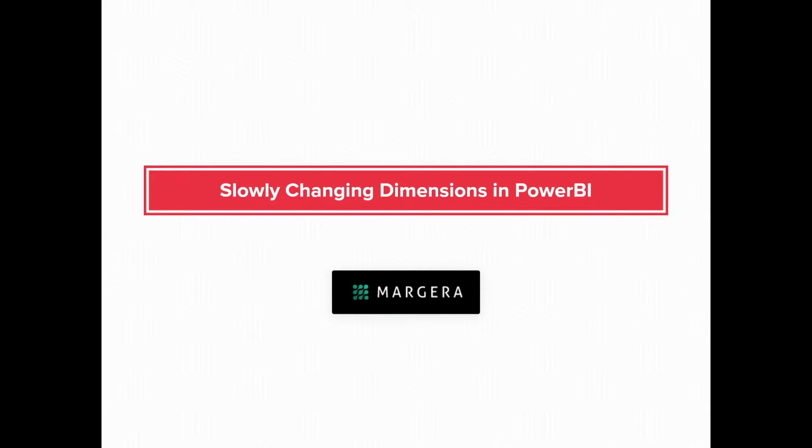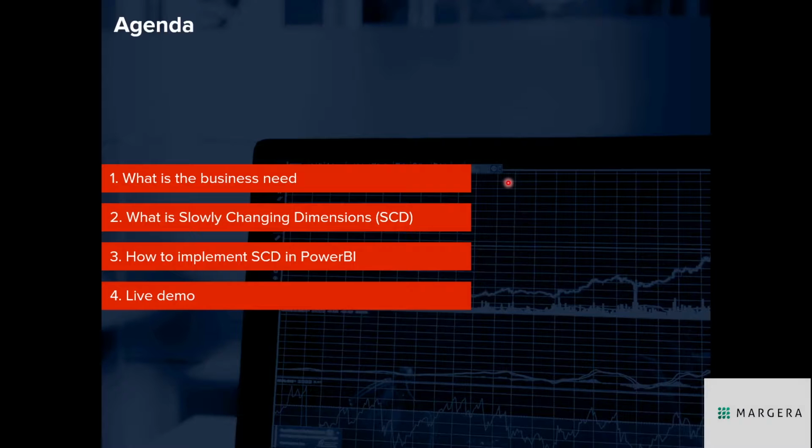So, before jumping into details, we will first see what is the business need that slowly changing dimensions are trying to solve. Once we understand this, we're going to examine what exactly a slowly changing dimension is in more detail and how we can implement this in Power BI. Lastly, we're going to show how to apply slowly changing dimensions in a business case through a live demo in Power BI. So, let's begin.